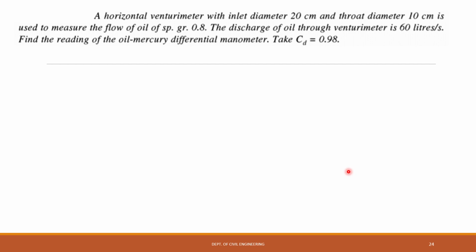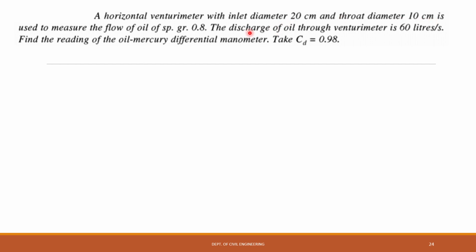Another question: a horizontal venturimeter with inlet diameter 20 cm and throat diameter 10 cm is used to measure the flow of oil of specific gravity 0.8. So what is flowing through the pipe? We have to measure the flow of oil. So oil is flowing through the pipe and the specific gravity of oil is 0.8. The discharge of oil through venturimeter is 60 liters per second.